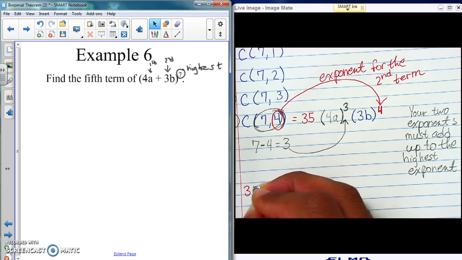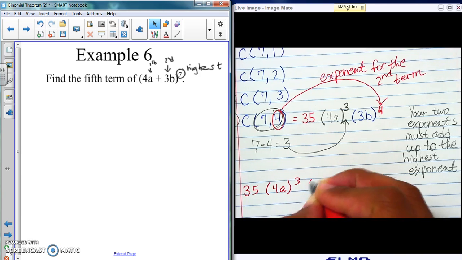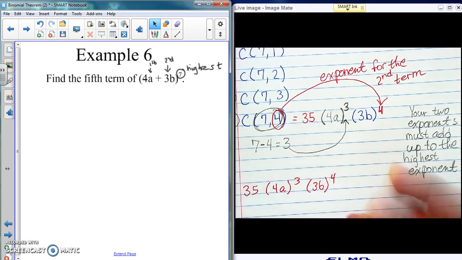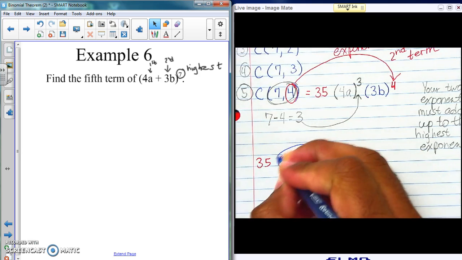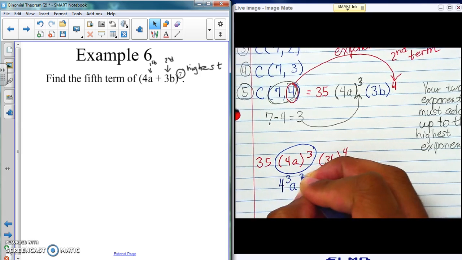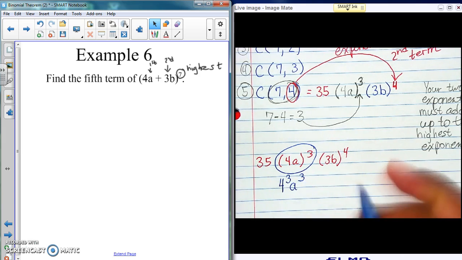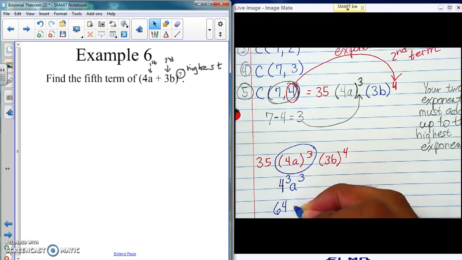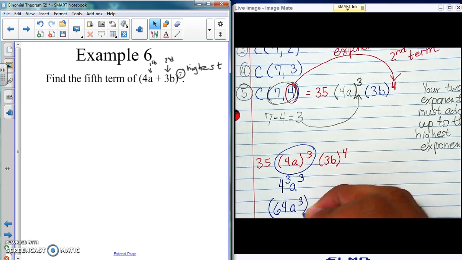So we have 35, 4a cubed, 3b to the 4th. And we need to simplify these two pieces right here. Okay, so when it comes to just this part here, we know 4 gets the 3, a gets the 3. And 4 to the 3rd power is 64. We keep a cubed. I'm going to put that back inside the parentheses.